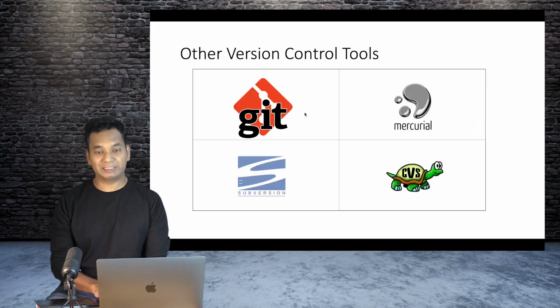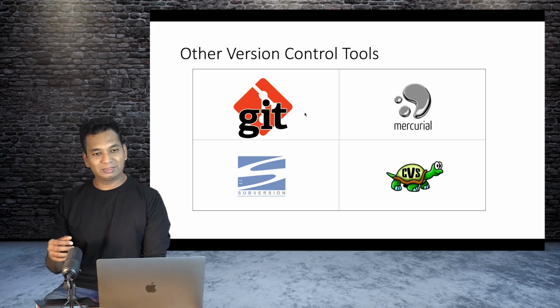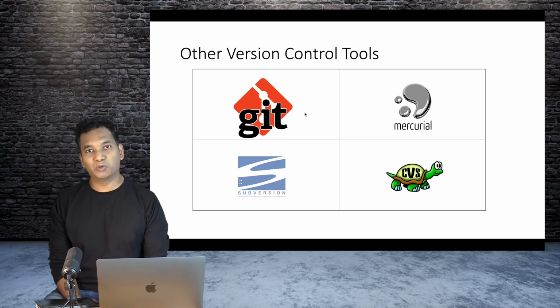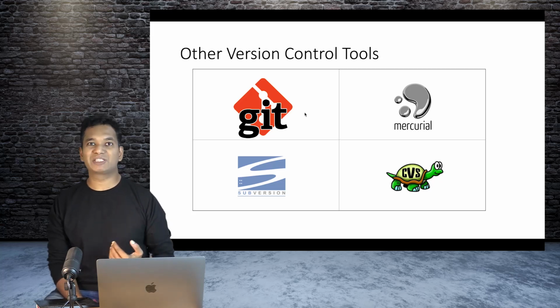We'll start with what is Git, or even before that, other version control tools along with Git. Well, Git is a version control tool. I will quickly talk about what it is. But there are other tools also available, like Subversion, Mercurial, and CVS. CVS is a very old one.